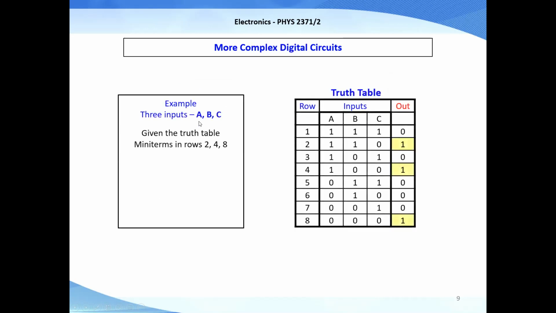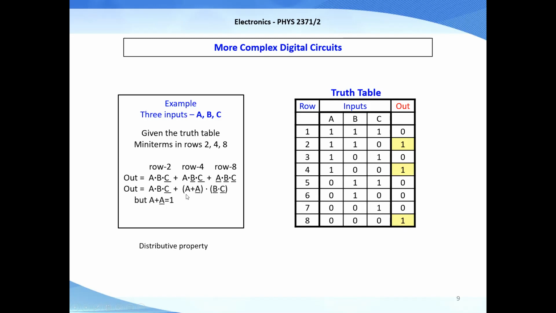You have more complex circuits. Here you have 3 inputs, A, B, and C. You get 3 minterms out in different rows. And you see this one out here, you have to have A times B times C bar, A, B, C bar. And so each one of these minterms is going to give you a term in the equation for the output.